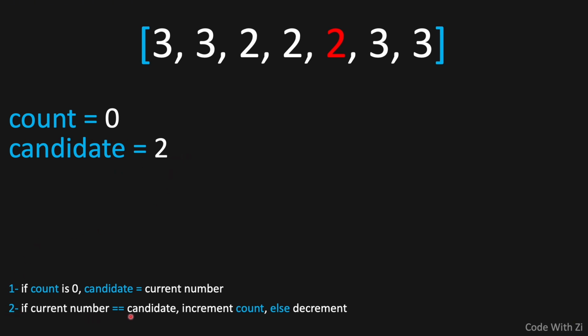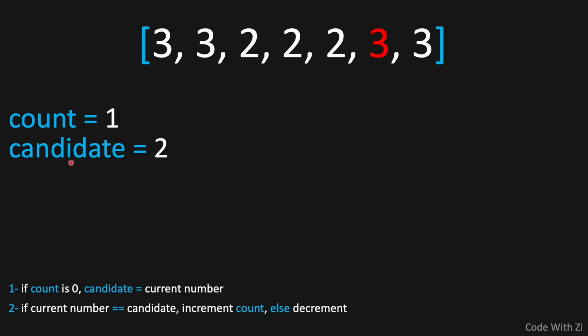and it says if current number is equal to candidate, well, yeah, current number is equal to candidate, so we're gonna increment count, like so. And then we're gonna move on to the next round. As you can see, the goal here is to keep on incrementing count if we have the same number that we thought is our candidate to be the majority element.